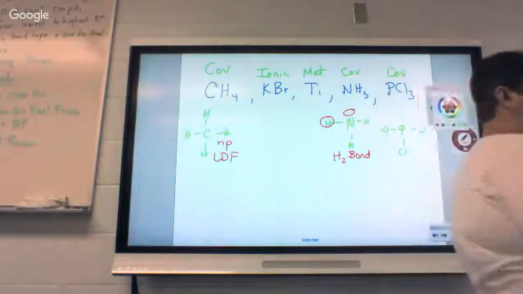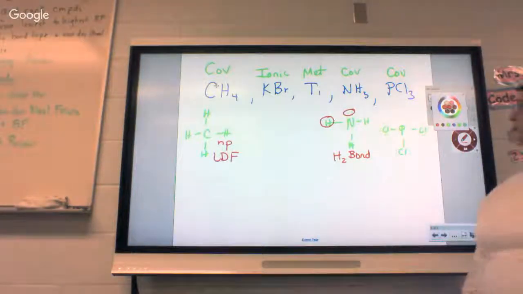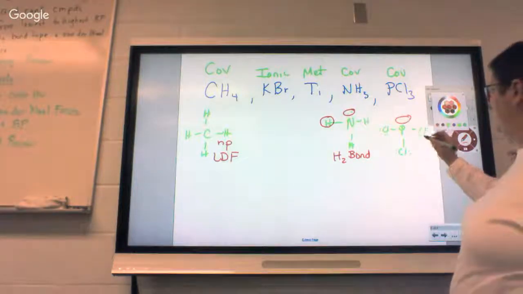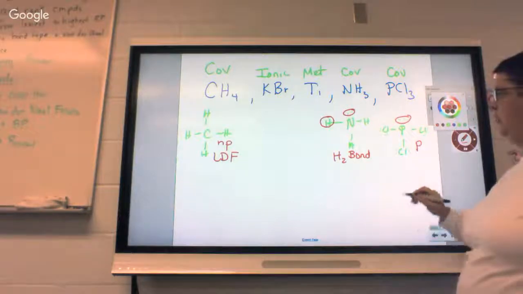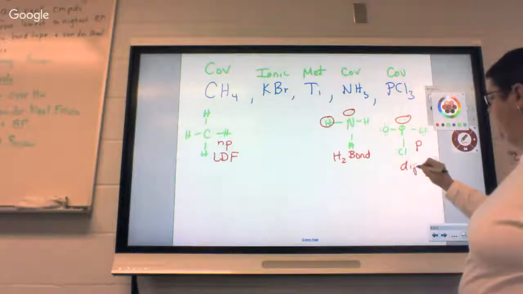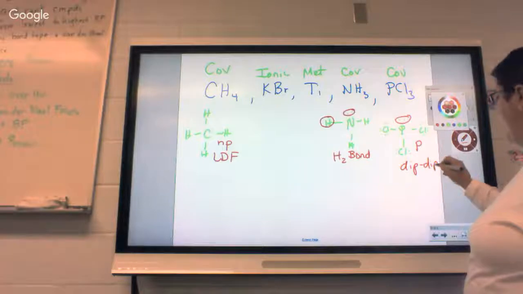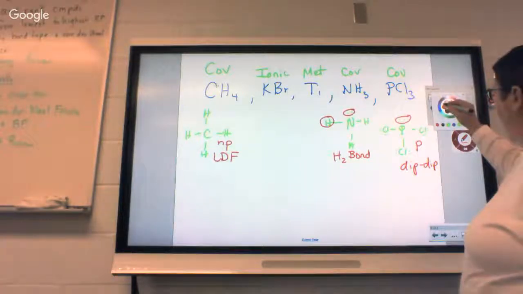All right, and PCl3 is what? All right, it's polar. It's got lone pairs right there. So it's polar, so it has what? Dipole. All right, so at this point, we have everything we need to put them in order, right?